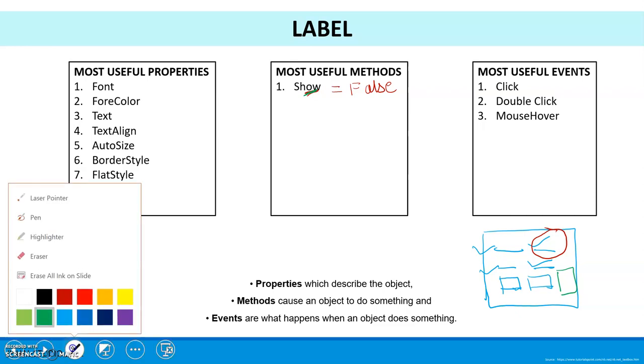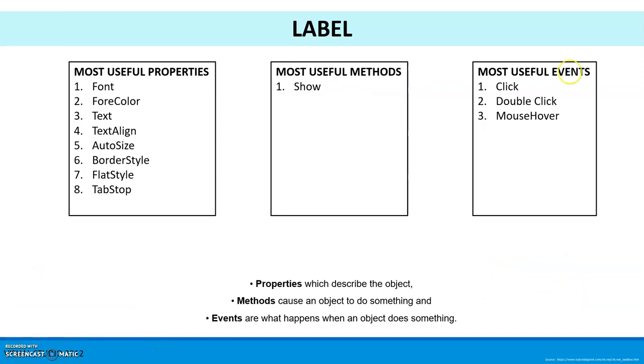And lastly, we have the events, some commonly used events like click, double click and mouse hover. Normally when it comes to the label, we don't use events, because in very rare cases we need events with a label, because a label is something through which you can display the message on the GUI. So this is about the label component.